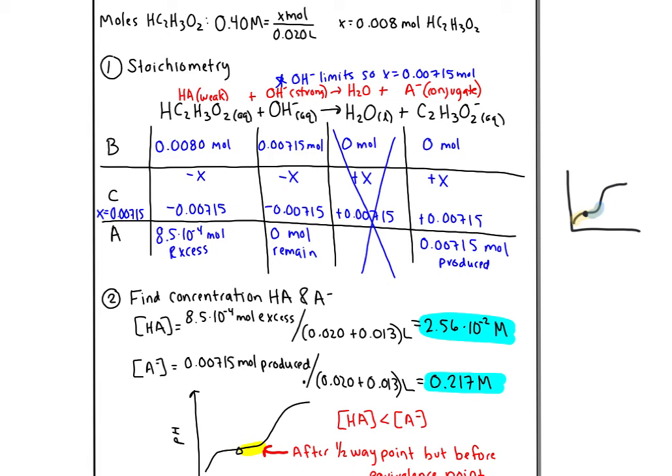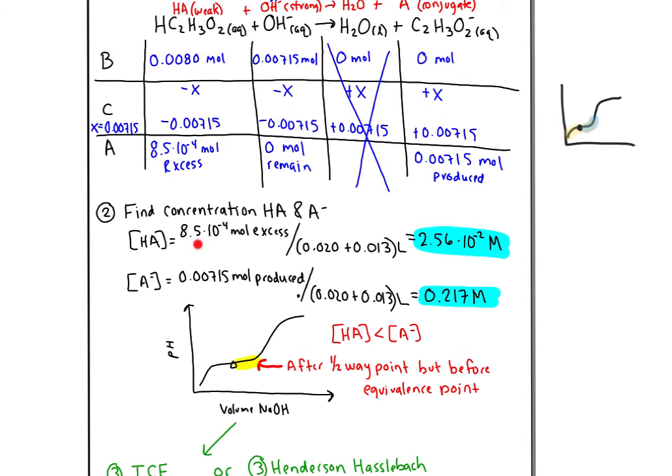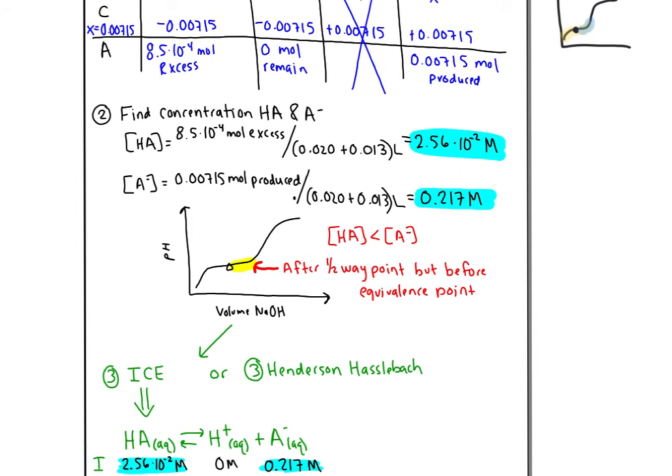So now let's find those two concentrations. I'm going to take my moles of excess HA divided by the total volume. So that's my acid. That's how much base we've added. And I take my produced A minus divided by the total volume. So here are my concentrations. Oh, look, I already drew that graph. Because the molarity of A minus is bigger than HA, that means we're past the halfway to the equivalence point, but not at the equivalence point. So now we have an option.